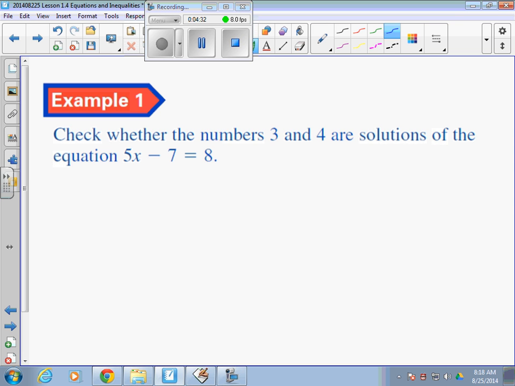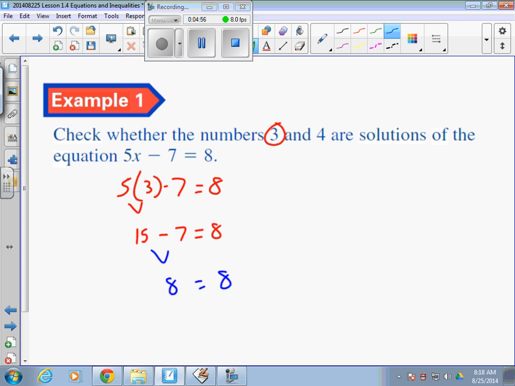Okay, we're checking whether 3 and 4 are solutions to the equation 5x minus 7 equals 8. Well, we know enough about order of operations that we have to do our multiplication first. We'll plug in this first value, 3. 5 times 3 minus 7 equals 8. 5 times 3, we know to do the multiplication first, is 15 minus 7 equals 8. Then when you subtract 15 minus 7, you get 8 equals 8. That's a true statement based on what we said a minute ago. So yes, this one is a solution.